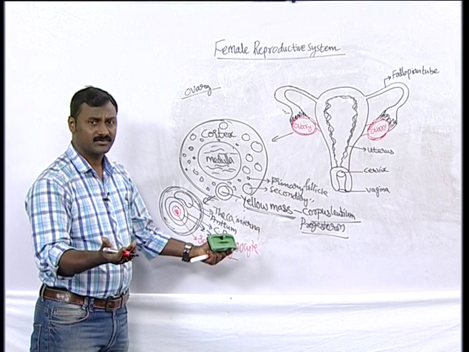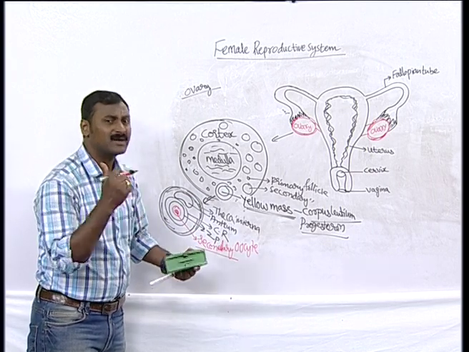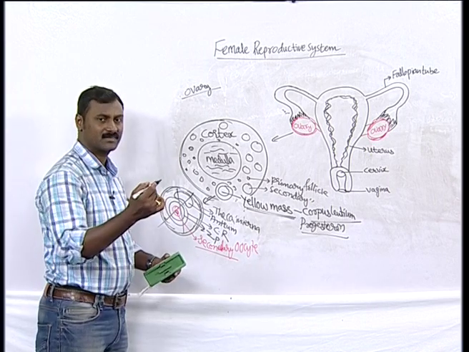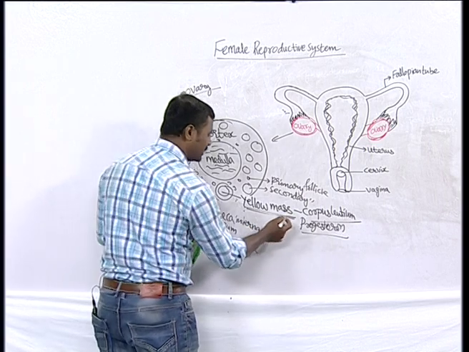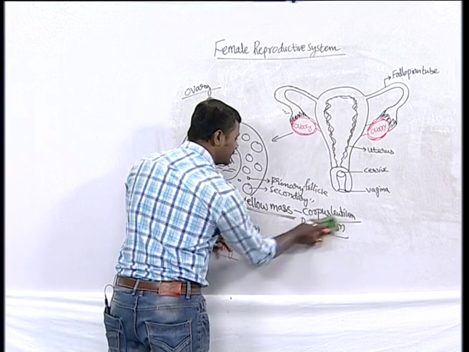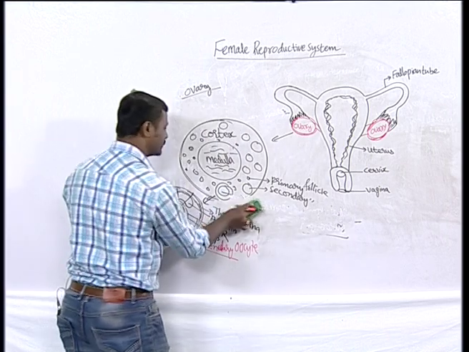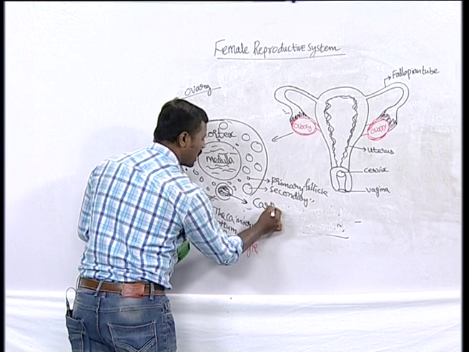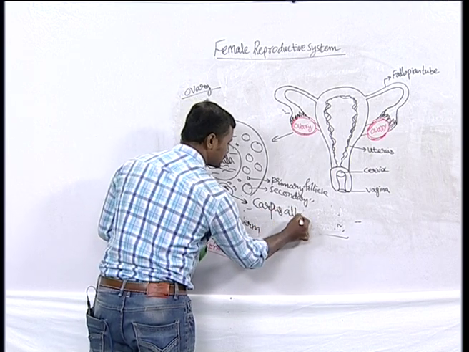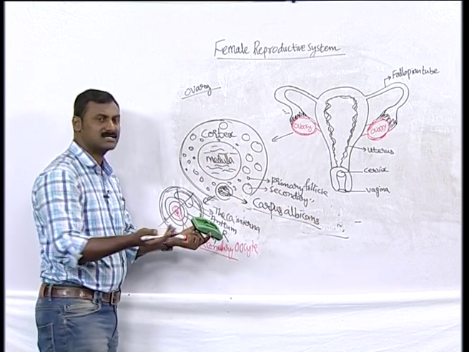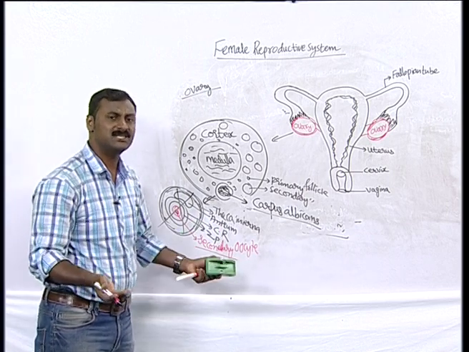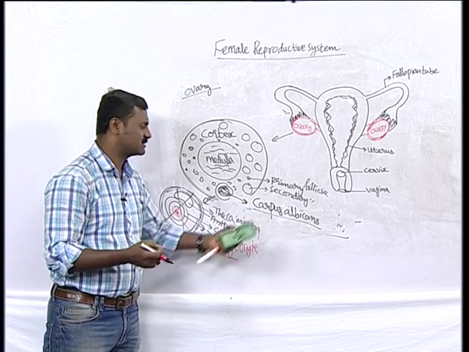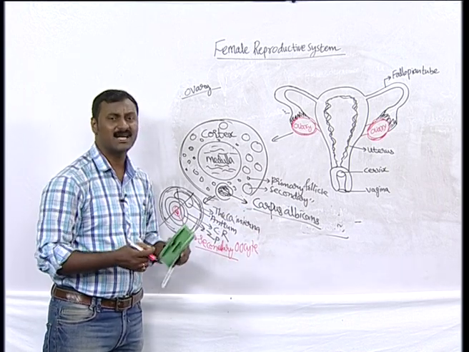Suppose there is no fertilization, so the secondary oocyte becomes waste. Automatically the corpus luteum will be converted into a white scar called corpus albicans. What is this? Corpus albicans means the corpus luteum becomes vestigial and finally shrinks into a white structure, a scar called corpus albicans.